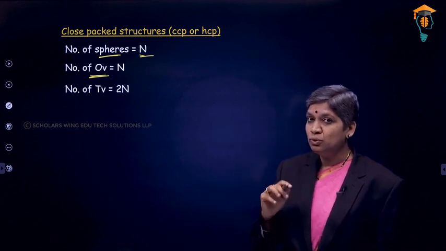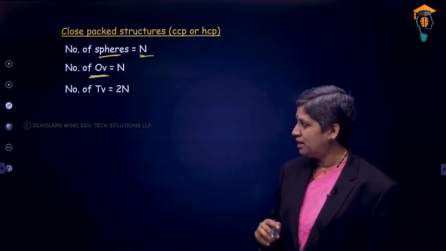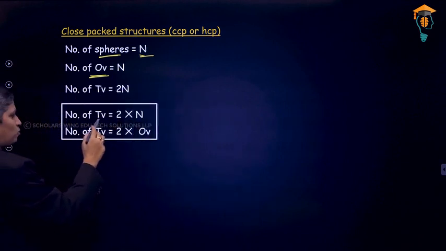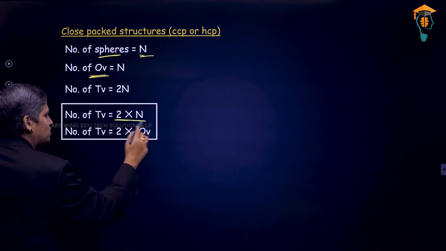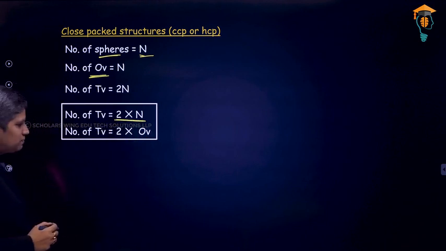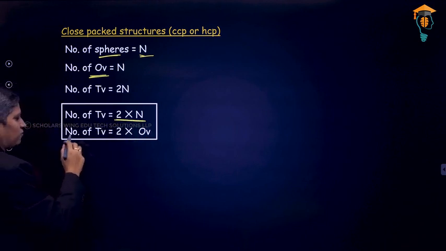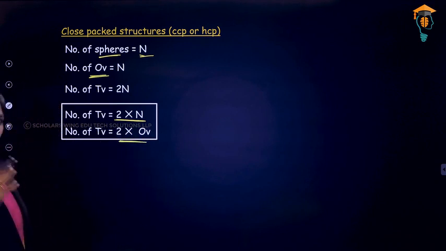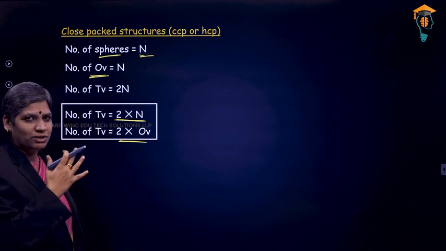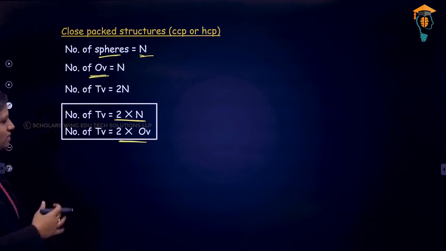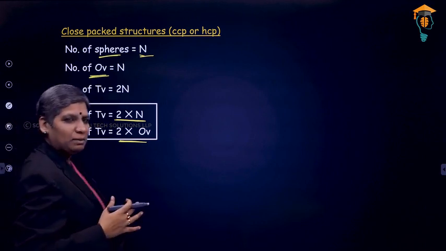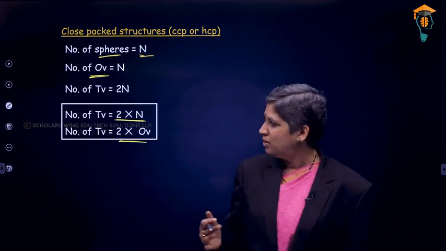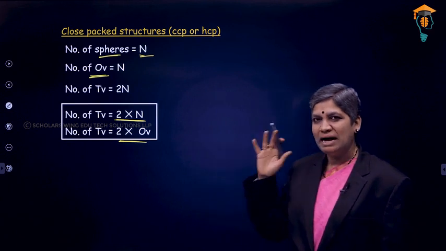Therefore, we get two important relationships. What are they? Number of tetrahedral voids is always equal to 2 times the number of spheres present. At the same time, number of TV is equal to 2 times OV, that is, 2 into OV. Now let us try to prove this relationship. Why should we know this? Once you remember this, it will be easy for you to solve certain numericals. Therefore, don't learn this by heart. You have to understand this.